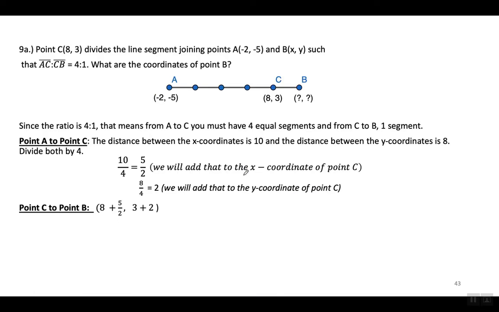All right, question number 9. It says point C, which is at 8, 3, divides the line segment joining point A and point B.